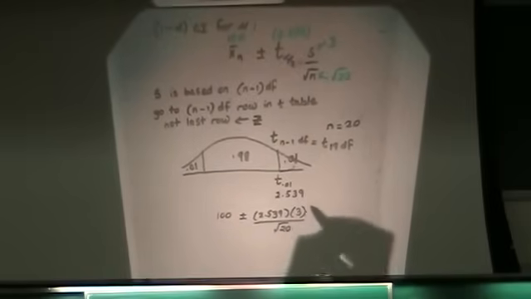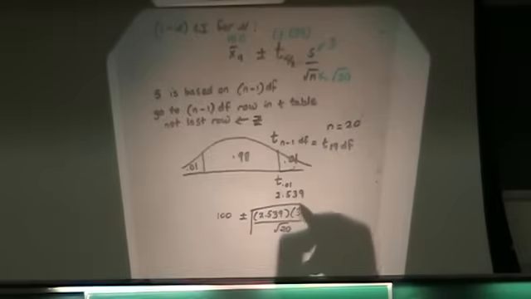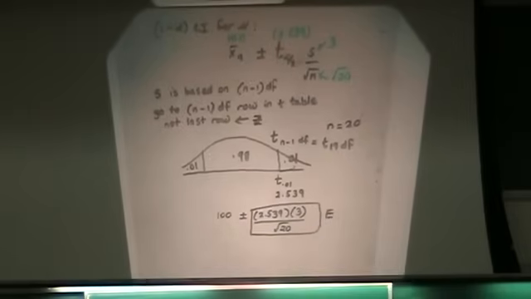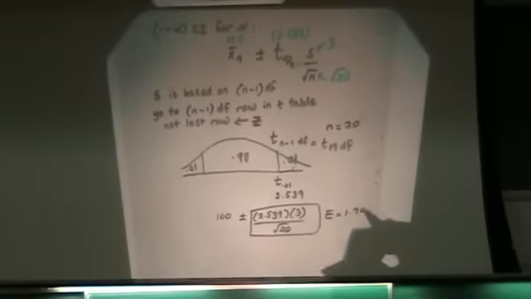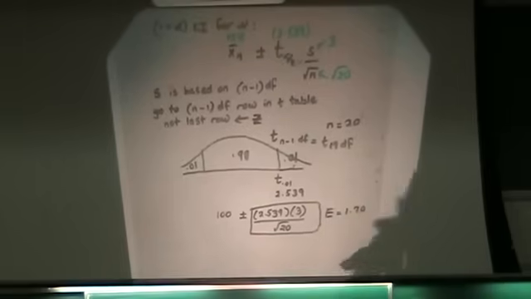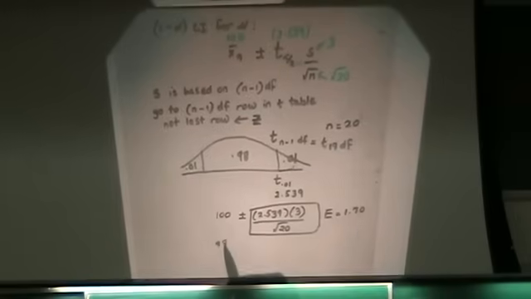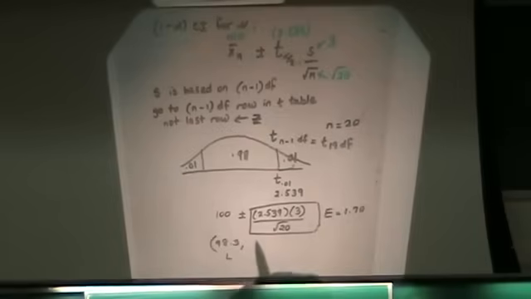Would you please find me E? It's still called E. 1.703. 1.703. Are we in agreement? So I'll just call it 1.70 if you don't mind. It'll make it easier for me. So 100 minus 1.7 is 98.3. Left end point. Right end point, 101.7.